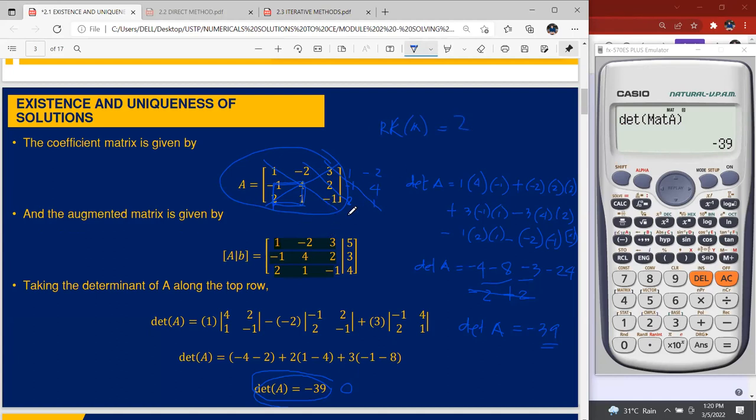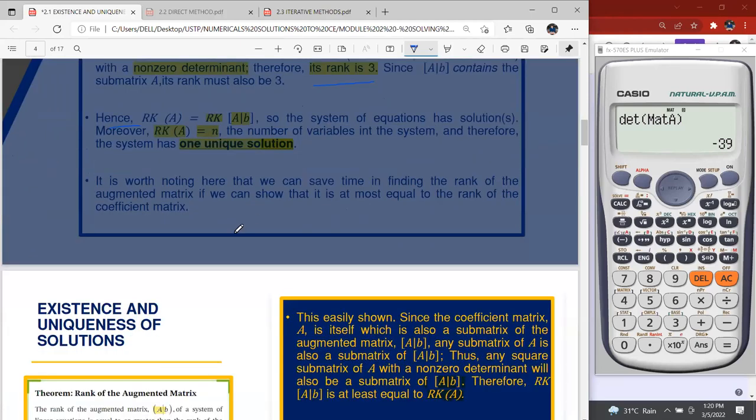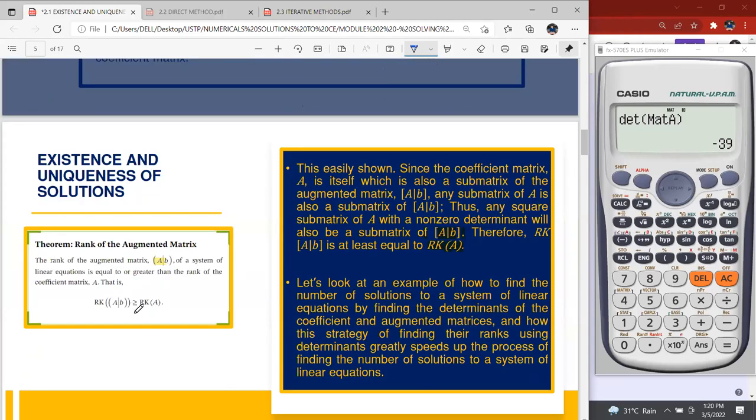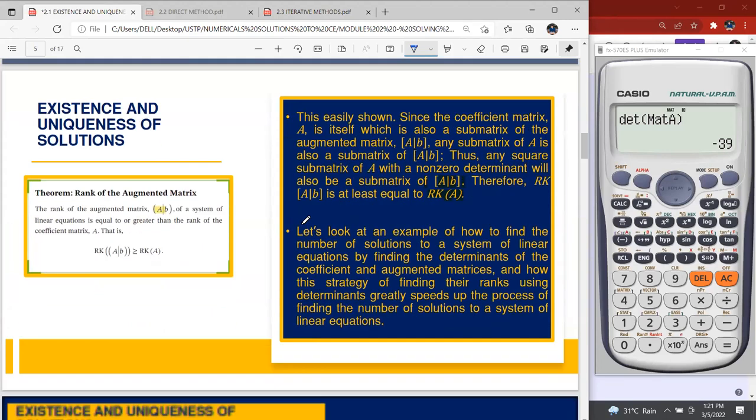Now, in the case of the augmented matrix, you have many possible 3 by 3 matrices. So it is possible that the determinant of one of those matrices is not 0, so the rank could be 3, which is the maximum. That is why, in the theorem, the rank of the augmented matrix B is greater than or equal to. It can be greater than, or it can be equal.